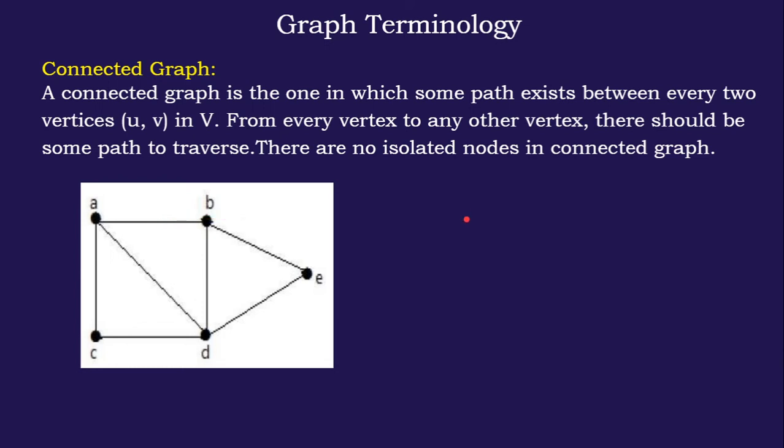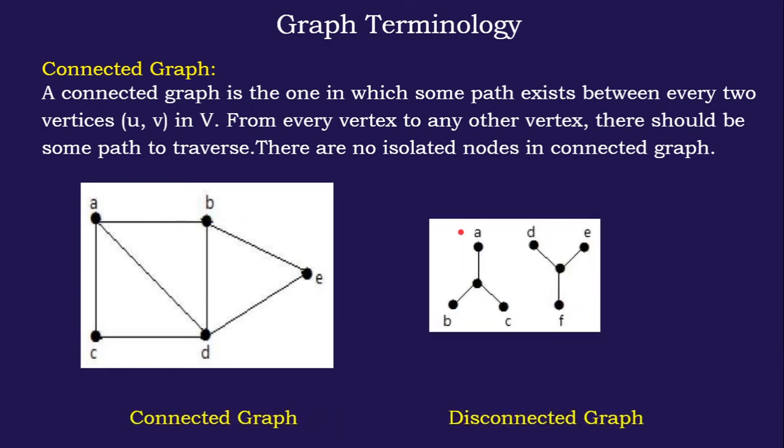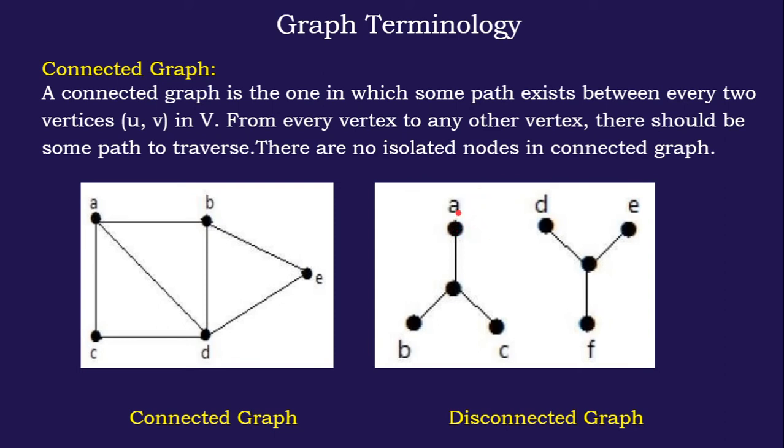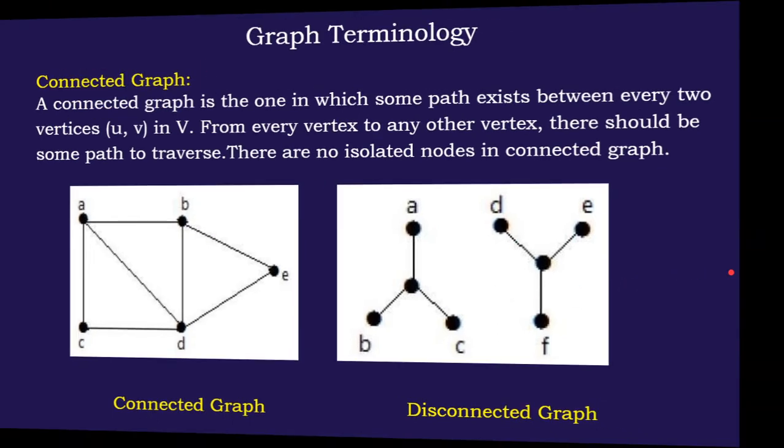Now let us see another example of a graph, which is a disconnected graph. Here we have ABC as one portion or one section and DEF as another section. This is totally one graph, but they are disconnected. So here there is no path from B to D or C to E or from A to F. So this type of graph, where the vertices are disconnected, that means there are no edges between them, is called a disconnected graph.